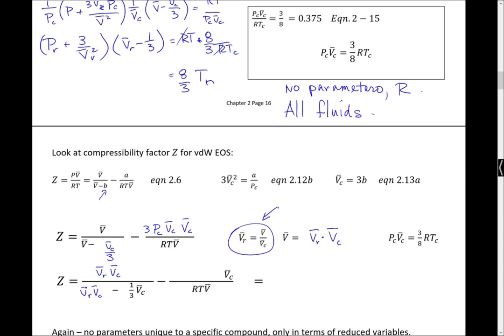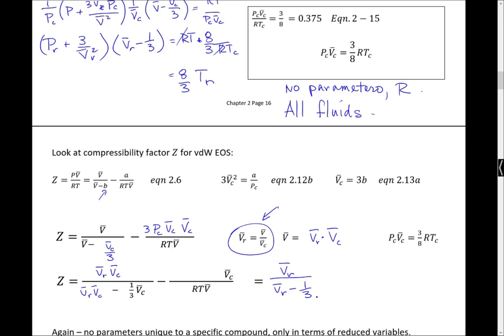Okay? All right. Before we go on to the next term, let's see if we can simplify this a little bit. I've got VC, VC, VC. That can be pulled out in front. They cancel, right? And so my first term goes to the reduced molar volume divided by the reduced molar volume minus 1/3. Okay?